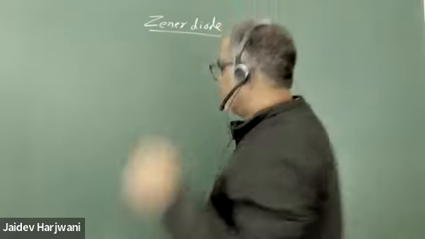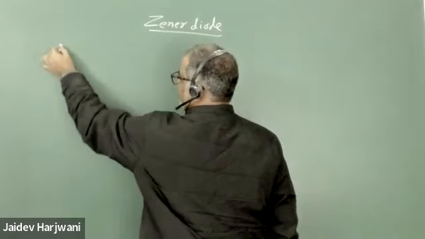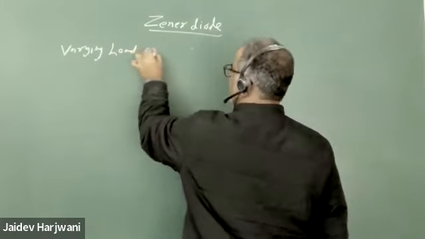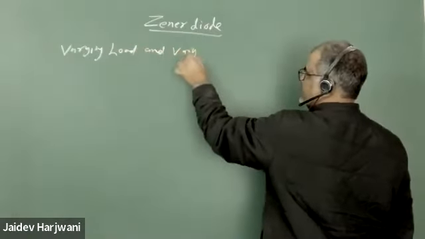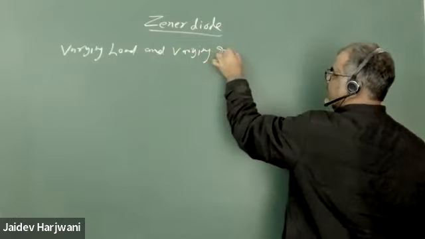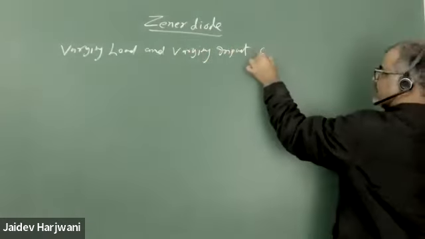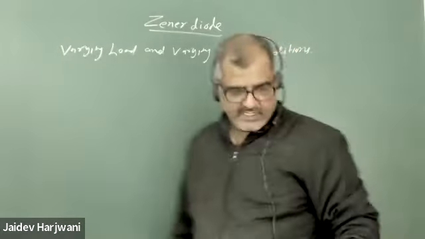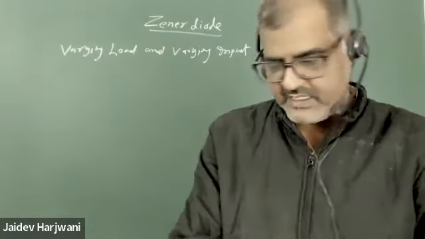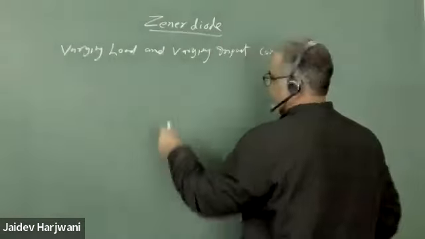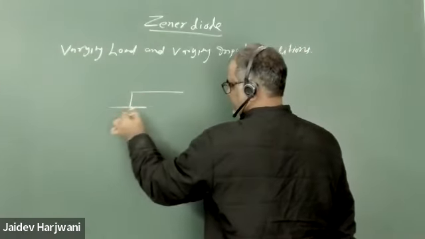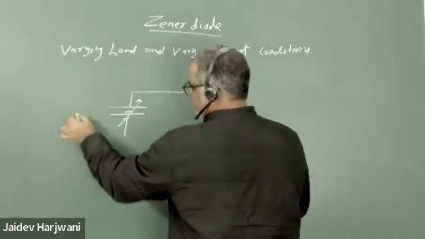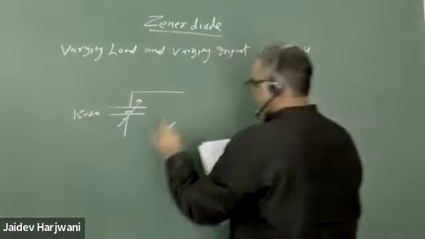So far we have been doing a general diode for varying load and varying input conditions. Okay, both are varying. In that case, what should I do? For example, I have a question which also came in an exam. Your input condition is also varying. For example, it's varying from 15 to 20 volts.